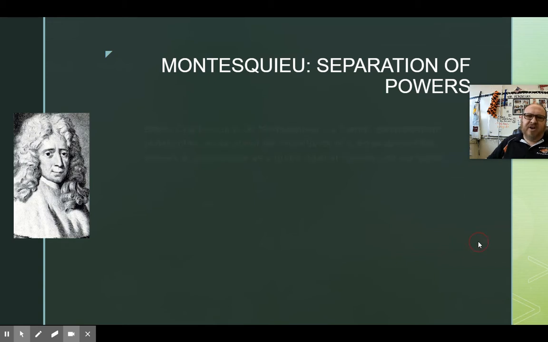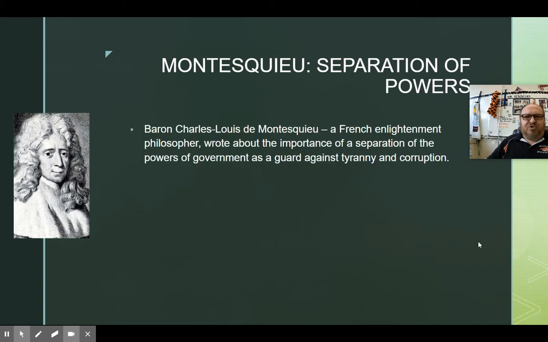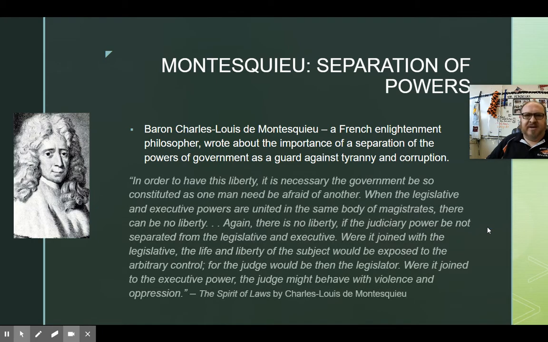Then we have Baron Charles-Louis Montesquieu. Oh, Montesquieu, French Enlightenment philosopher. He wrote about the importance of separation of the powers of government as a guard against tyranny and corruption. So here's a quote from his book called The Spirit of Laws.